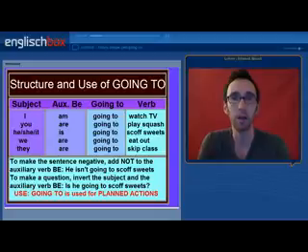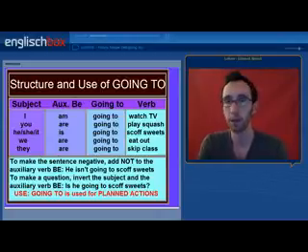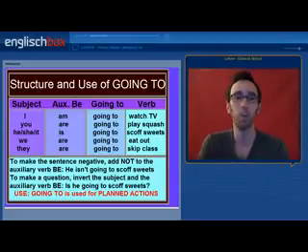Now in conversation, we often make a number of contractions. The first contraction we make is with the subject and the verb to be. So I am becomes I'm, you are, you're, he is, he's, we are, we're, and they are, they're. Secondly, we make a contraction with going to. Instead of saying going to, it's very common to say gonna. So the sentence becomes, I'm gonna watch TV, you're gonna play squash, he's gonna scoff sweets, we're gonna eat out, and they're gonna skip class.